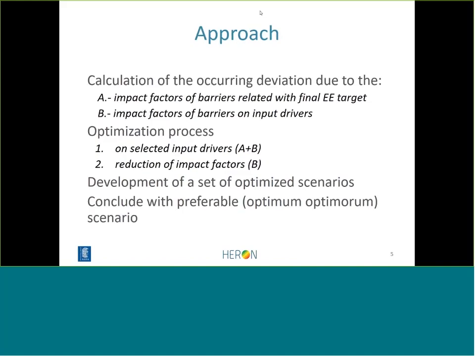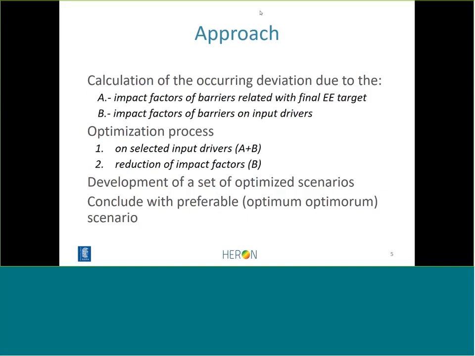Our approach, in order to materialize this concept, was these four actions. One, to calculate the occurring deviation by using the impact factors of barriers. By impact factors, we mean the negative contribution that barriers have in order to achieve the final energy efficiency target, and these impact factors were used not only for the final energy efficiency target, but also to be connected with the input drivers, technologies, policy instruments.